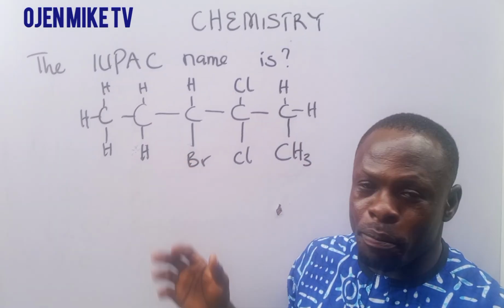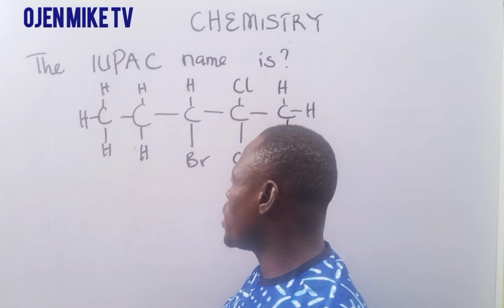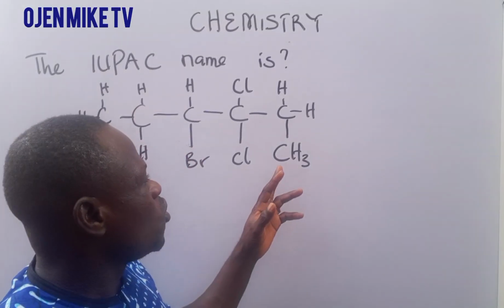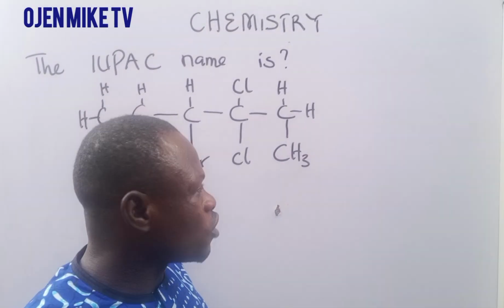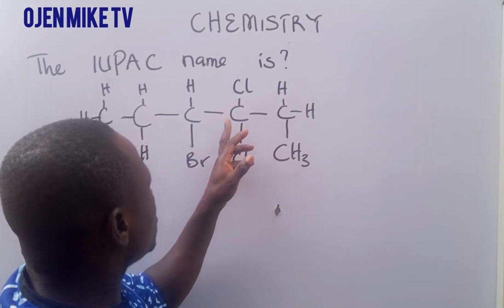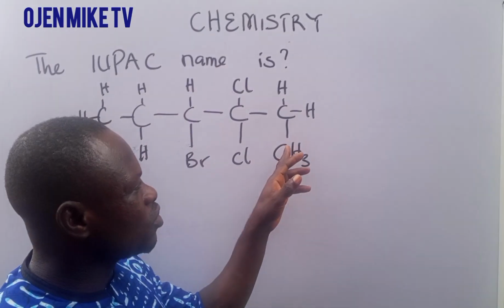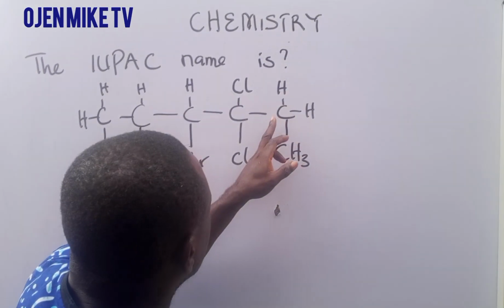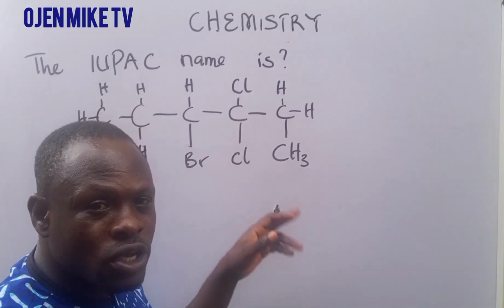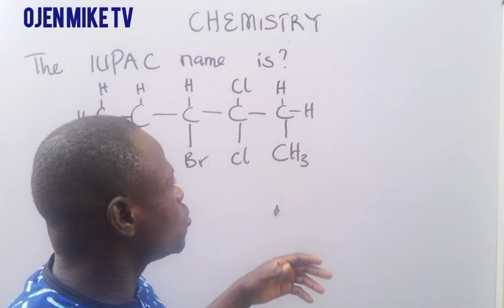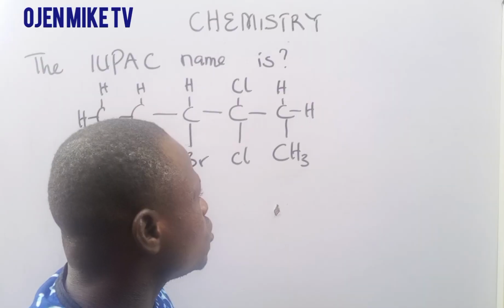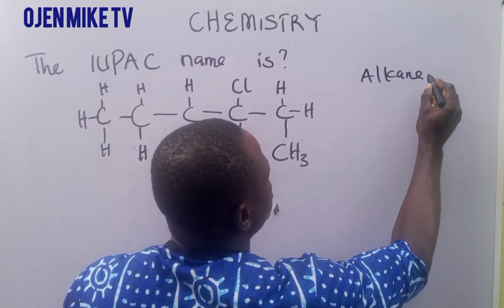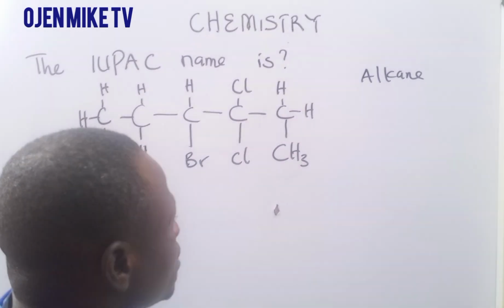Let us name this compound. When you want to name an organic compound, firstly, you have to consider the functional group. As you can see here, the only chain here has single bonds, so there is no OH attached to it, no O attached to it, or any other thing attached to it. It means that this chain is coming from alkane.